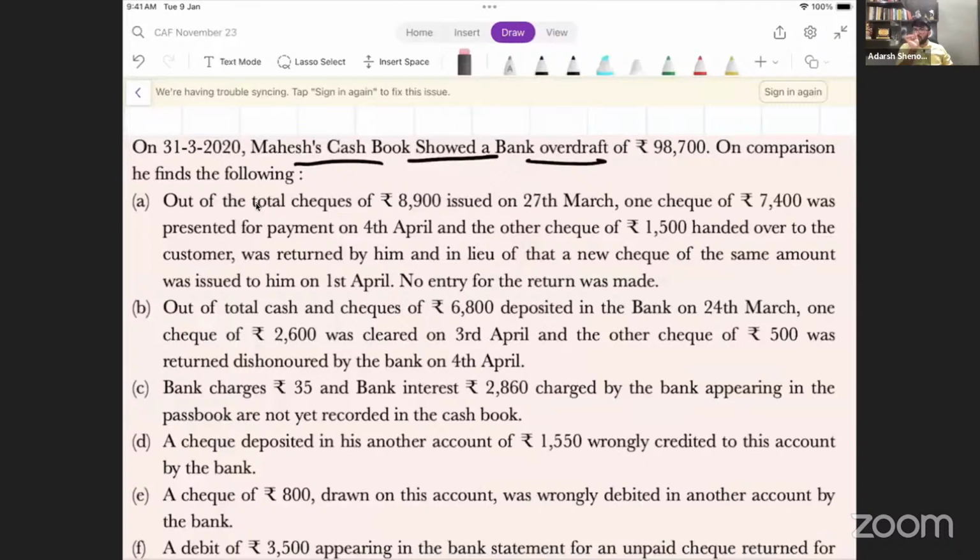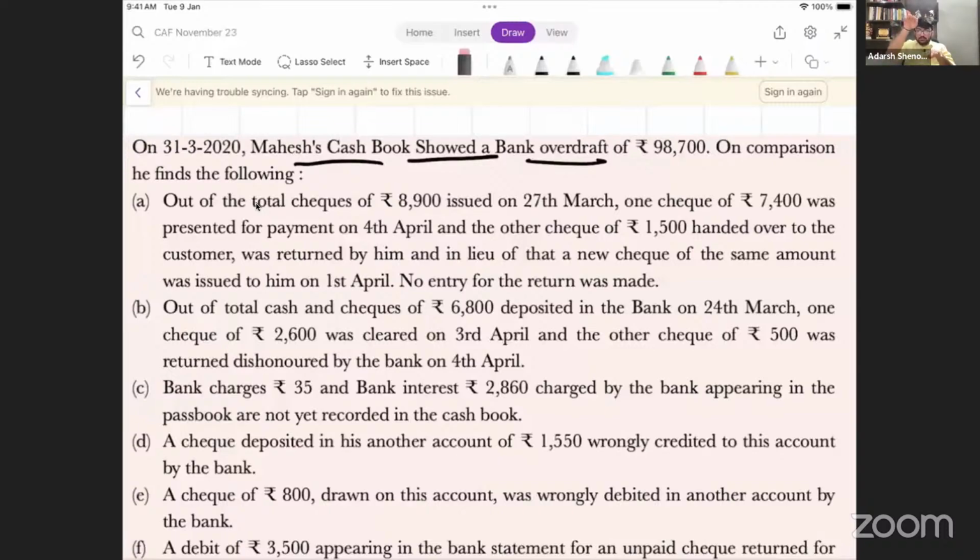Because they're saying one check of 7,400 was presented for payment on 4th April. Fine, this is causing a difference. Why is it causing a difference? Because we issued the check on 27th March. When I issue the check on 27th March, immediately I will minus it in my cash book, right? But that was not presented for payment before 31st March. They presented it for payment on 4th April.